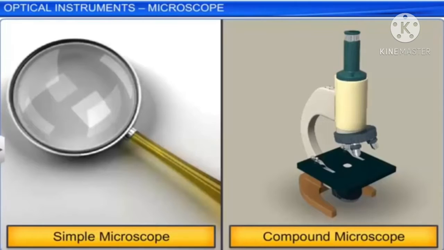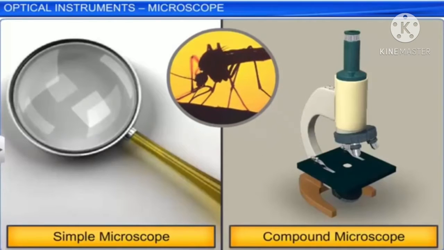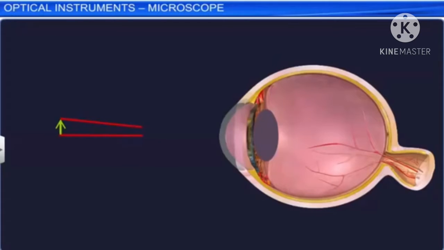A microscope is an optical instrument used to view objects of very small sizes. The apparent size of the object viewed through the microscope is many times larger than its actual size. Primarily, the apparent size of an object is determined by the size of its image on the retina, which in turn depends on the angle subtended by the object at the eye.